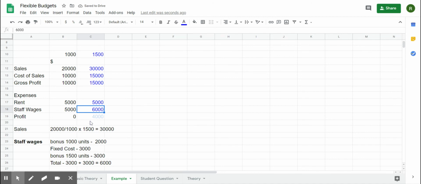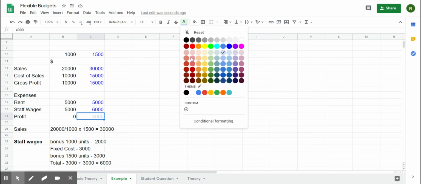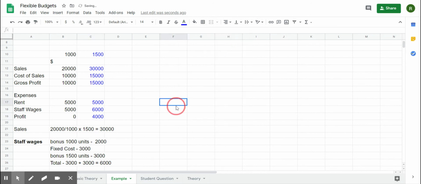And then to calculate the profit expected at 1,500 units, we would subtract the total of the expenses from the gross profit, and that gives us a flexed budgeted profit of $4,000.